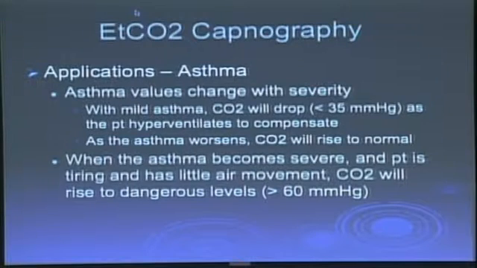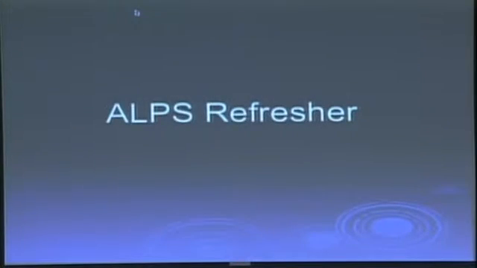With mild asthma, as the patient hyperventilates, their CO2 drops. As this asthma worsens, the CO2 rises. So it's a way to follow your asthmatic patient, whether they're responding to your treatment. CO2 rising is close to dangerous levels. If it gets above 55, you probably should go ahead and intubate and manage that patient's ventilation well.